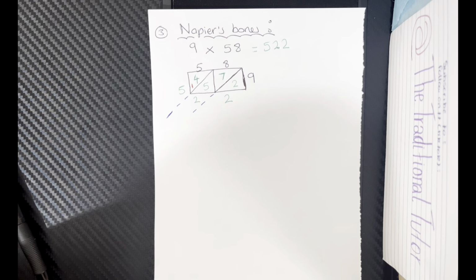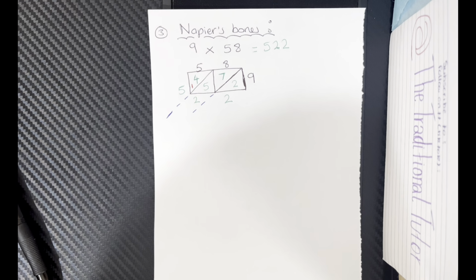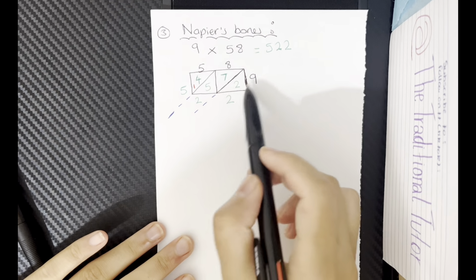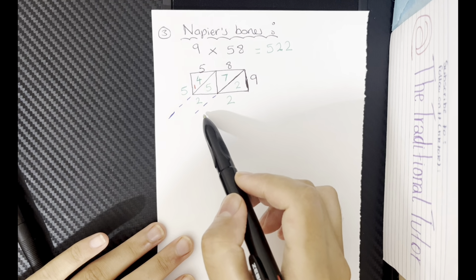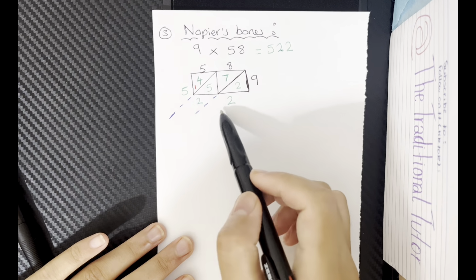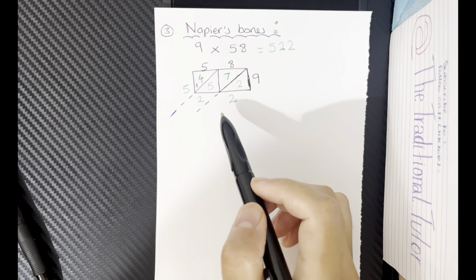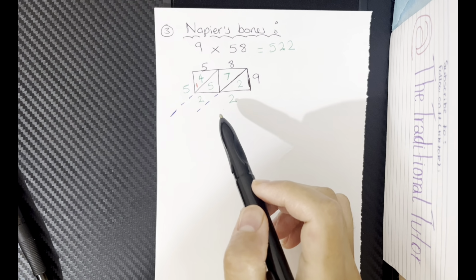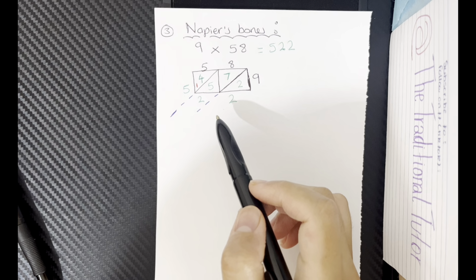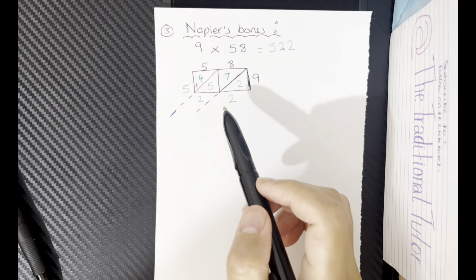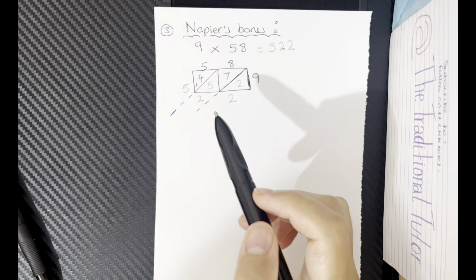And that's just how it is. With Napier's bones, it's just remembering how to set up your box, remembering to draw your diagonals, and how you add them up as well. Apart from that, it's quite straightforward, and it's also a really good method for when you get harder questions, for example multiplication with decimals.